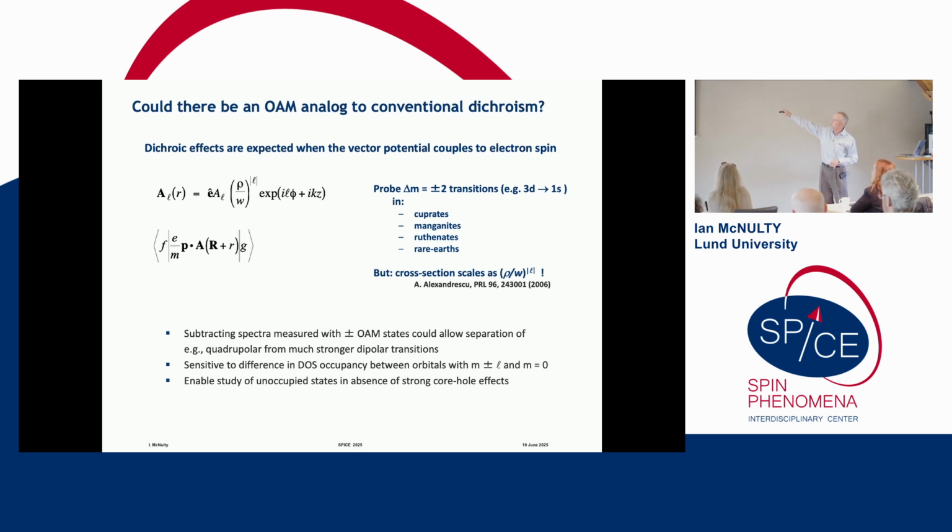You see in this parenthesis term in the middle of the vector potential, rho over W, to the mode index L power. Rho is the size of the orbital you care about. W is the width of the beam. If the width is very big, or rho is very small, the effect is very small. So ideally, you'd like to have these about equal, or maybe the other way around, but not a big disparity between the two sizes.